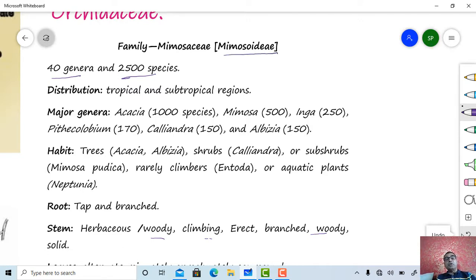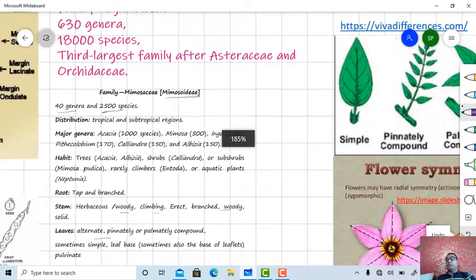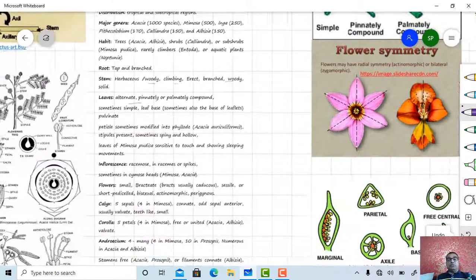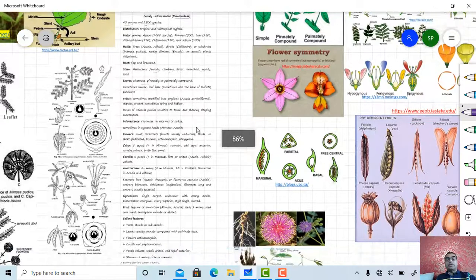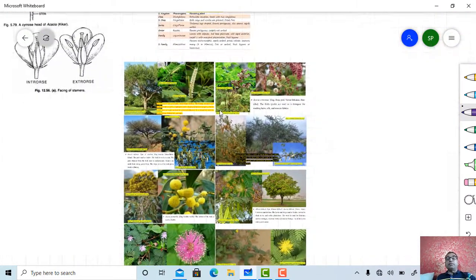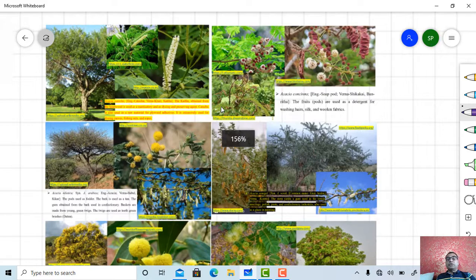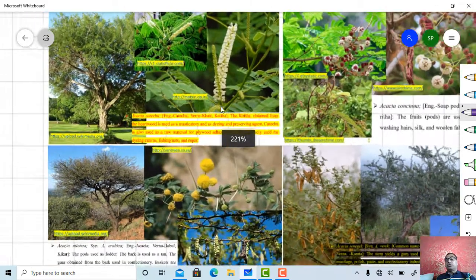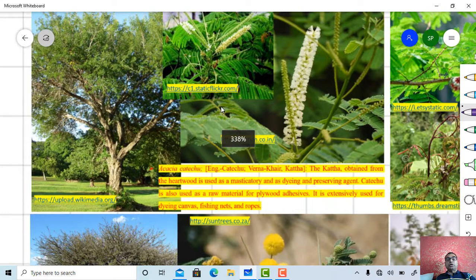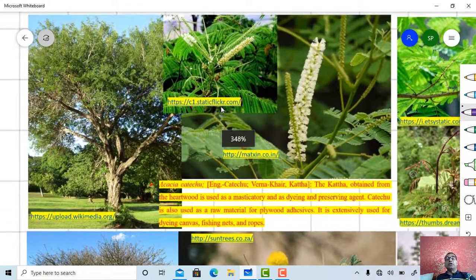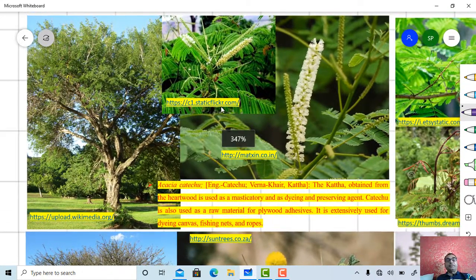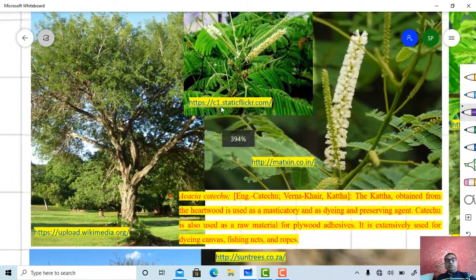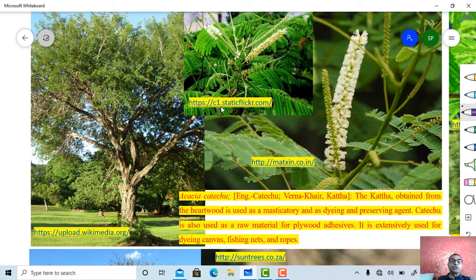Today we will deal with family Mimosaceae, or according to Bentham and Hooker, the name given is Mimosoideae. Before going into detail about Mimosaceae, just see the members of family Mimosaceae so that you can understand the morphological and floral characters present in the family. So just see this one image, Acacia catechu. Okay, this is a tree habit of Acacia catechu.